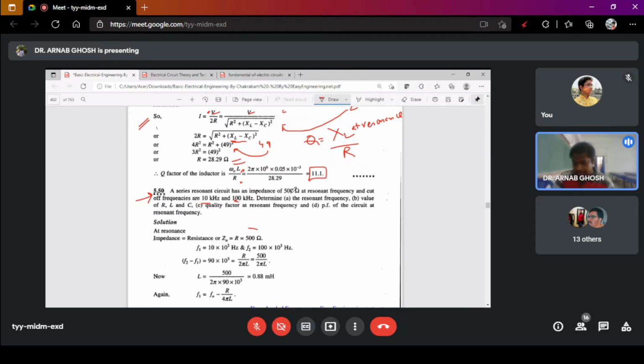Put the concepts that are at resonance condition. At resonant condition, the impedance value is equal to your resistance value. So from that you can calculate the value of the resistance. When you put it in the value of the bandwidth, you will get the value of the inductance. So like this, you please try this out.